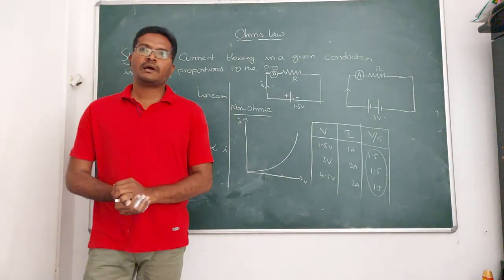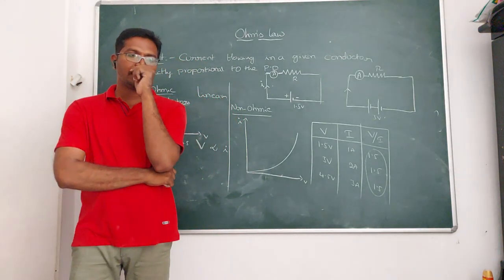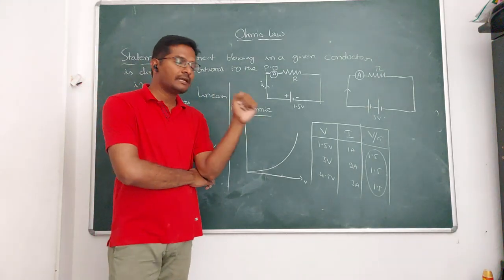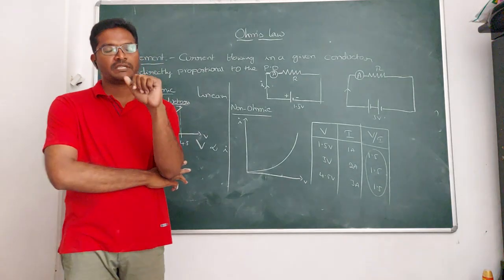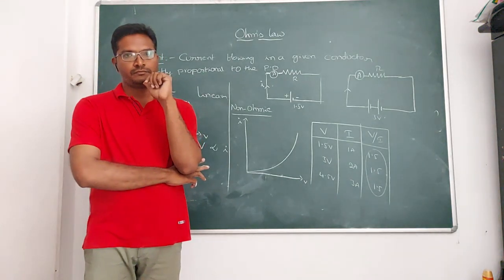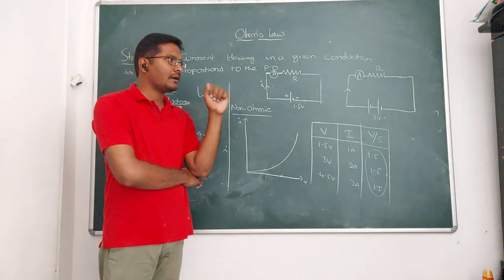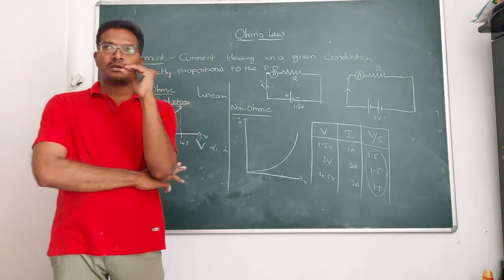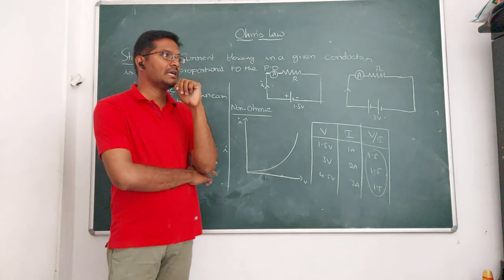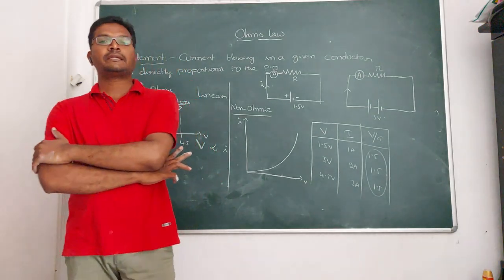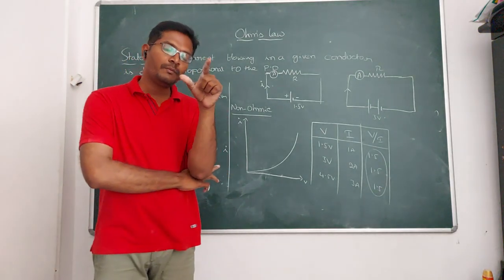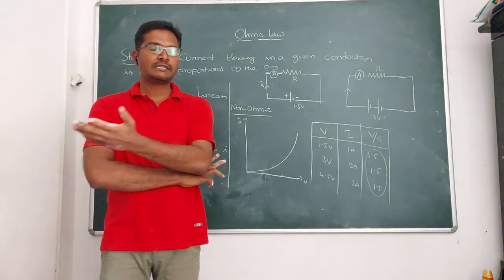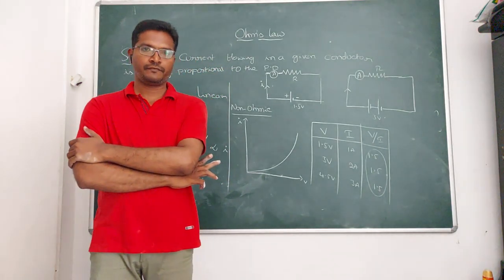So, there are limitations of Ohm's law. What are the limitations of Ohm's law? The first limitation is that, in order to make the resistance constant, the temperature must be constant. It does not hold at all temperatures. Whatever the temperature is when you start the experiment, the same temperature should be maintained throughout the experiment, which is very difficult.